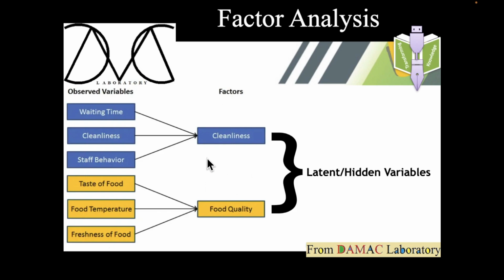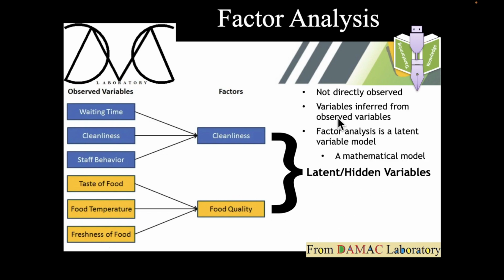So this kind of variable which is not observed, which is actually derived from the observed variables, is called a hidden variable or latent variable. Okay, so these factors which are actually derived from the observed variables are called hidden variables or latent variables. These hidden variables are not directly observed; the values of these attributes are actually calculated from the values of the observed attributes. Okay, a variable inferred from the observed variables.